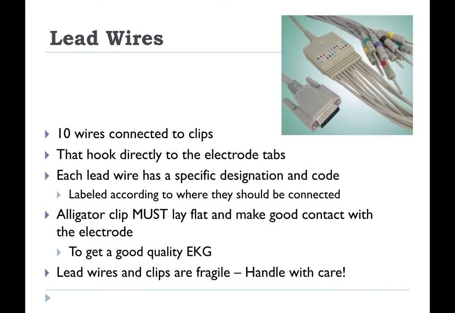The lead wires, there's 10 of those usually on a 12 lead machine, and they're connected to clips, and then it hooks directly into a hub and then directly into the machine, into the electrocardiograph. Each lead wire has a specific designation and code, labeled according to where they should be connected. And so you can see different colors here on each one. And then this part here is the connection for a clip.